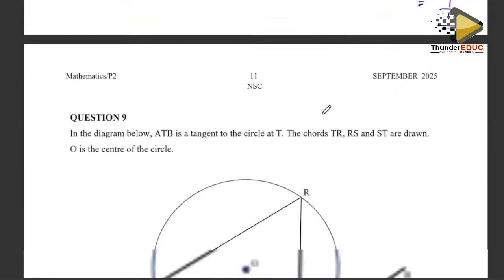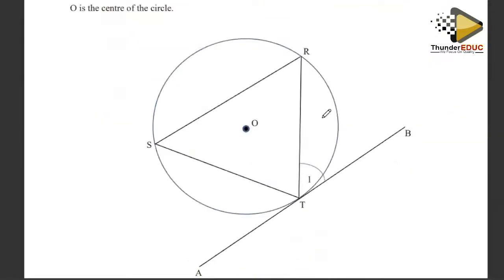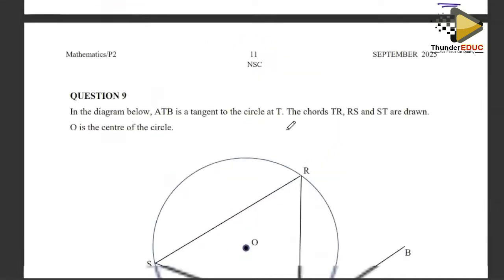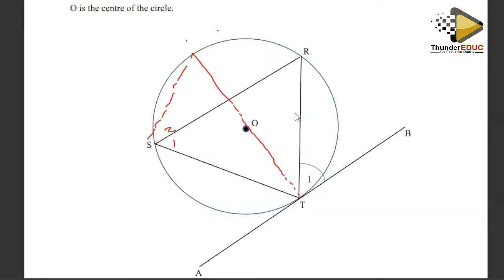All right, question number 9. They want us to prove angle N. Let's call it N. Even this one, we can call it a 2 if we so wish. Then they go on and tell us that T1 plus T2 is a 90. The reason: tangent perpendicular to the radius.